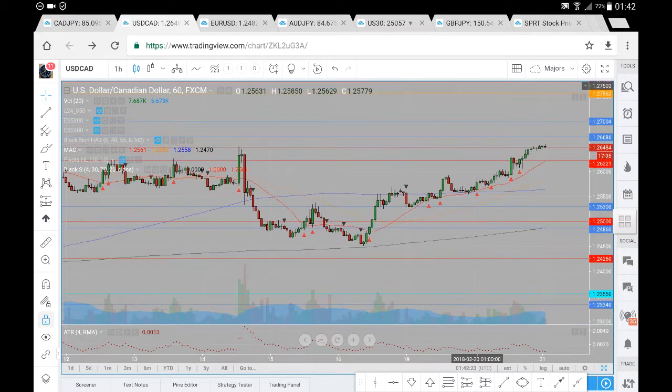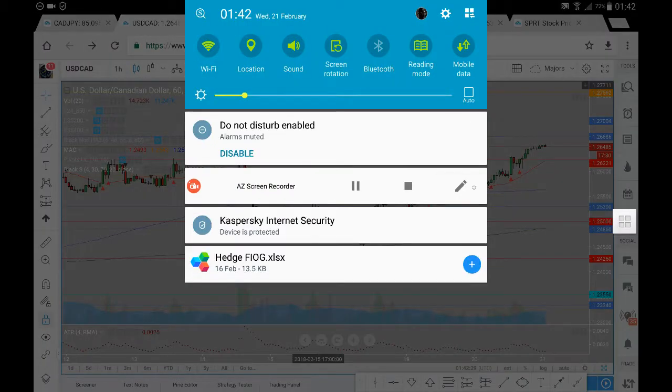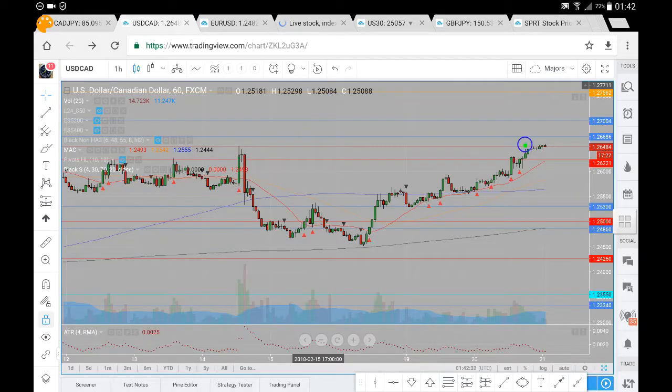Just bear with me a second here. There it is, 127.56. I don't anticipate prices moving much beyond, say, the 127.56 here on the US dollar against Canadian dollar, even if we do see that retracement back down towards that 126.22.